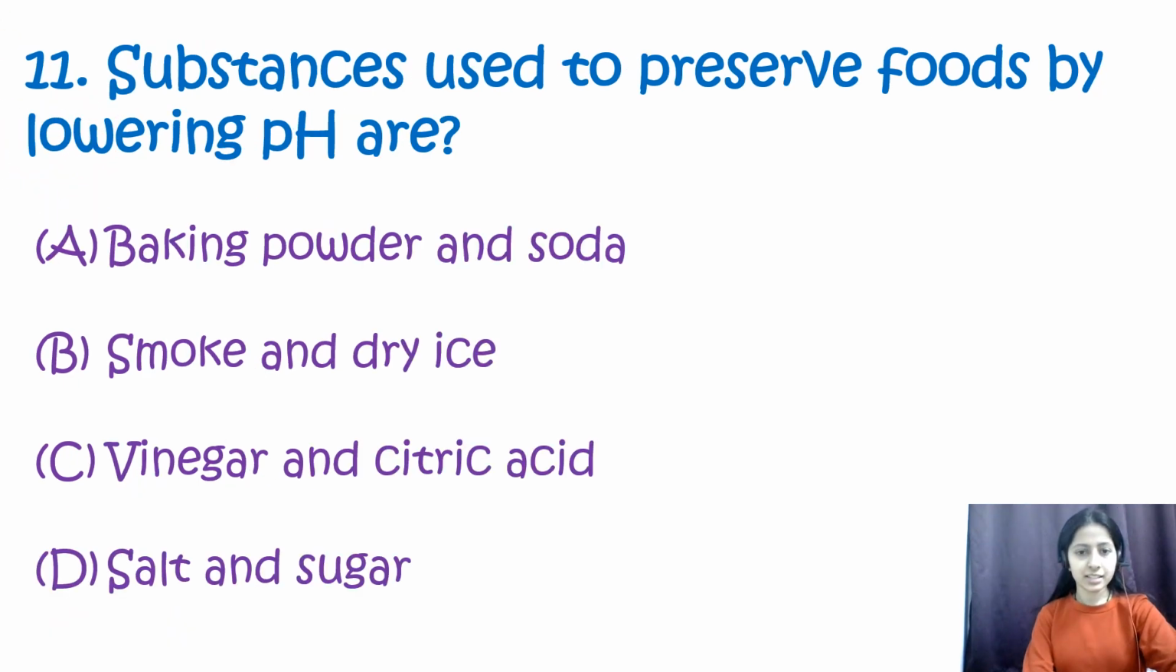Question number 11. Substances used to preserve foods by lowering pH are option A baking powder and soda, option B smoke and dry ice, option C vinegar and citric acid, option D salt and sugar. So here the correct answer is option number C, that is vinegar and citric acid. When these organic acids are added to the food products, the pH of the food products decreases. The bacteria have an optimum growth pH of around 6.5 to 7. So their optimum pH growth is disturbed and they get inhibited, and hence the food products get preserved.